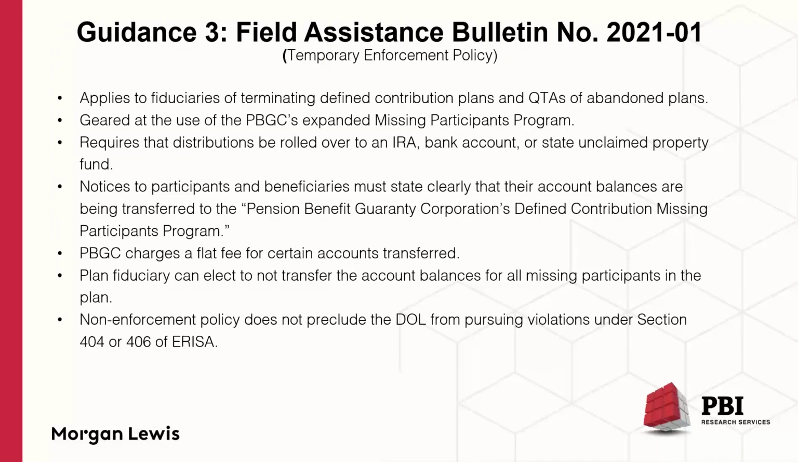And so I think then we can move one more slide to the third set of guidance, because we're not going to spend time on this today. We just want to identify that it's out there. Essentially, the third set of guidance is a temporary non-enforcement policy that signals that the DOL is not going to bring an enforcement action against fiduciaries of terminating defined contribution plans or QTAs of abandoned plans that use certain available relief, namely the PBGC's Expanded Missing Participant Program.